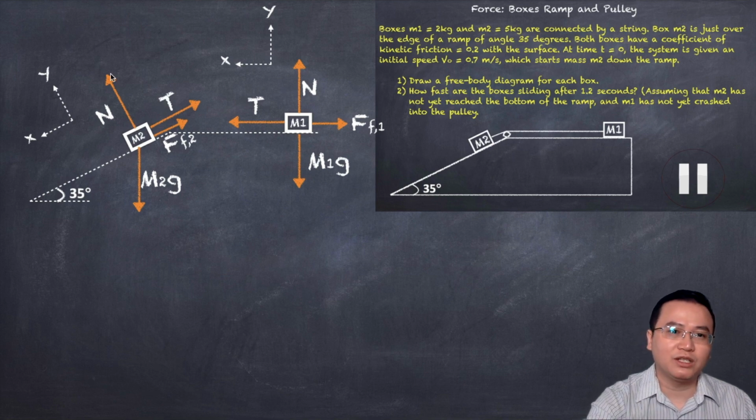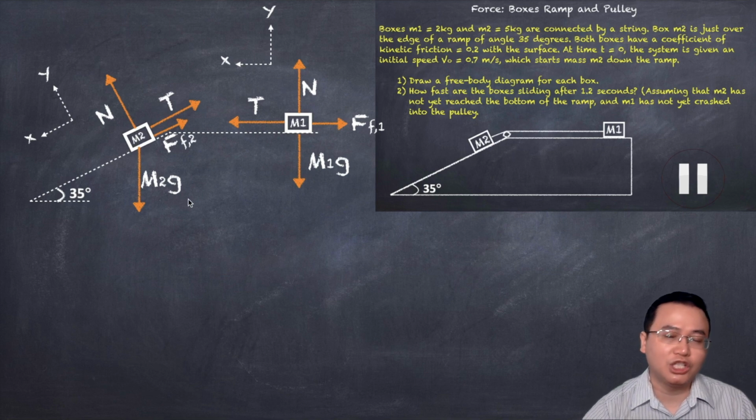We have the normal force. It's resting on the surface, so the normal force is perpendicular to the surface. As you can see, I draw that straight up, perpendicular to the surface right here. And mass 2 also has a force of gravity pulling down on it. I label that m2g.